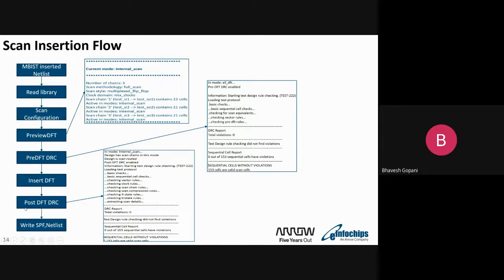So once post DFT DRC is done, what is my output of the scan insertion? Now my question is, what is my output after the scan insertion? So there is a scan inserted netlist and SPF. I need to write out the SPF.